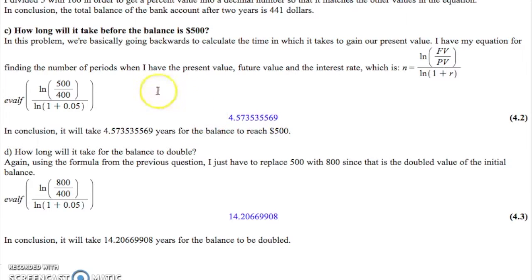Now, how long will it take for the balance to double? Again, I'm using the same equation because I want to figure out the same thing. I want to figure out how much time it takes to get this certain amount of balance. So I just have to replace 500 with 800 since that's the double value of the initial balance. As you can see here, I replaced it with 800 and I got the answer 14.2. So in conclusion, it would take 14.2 years for the balance to be doubled. And that's basically it.